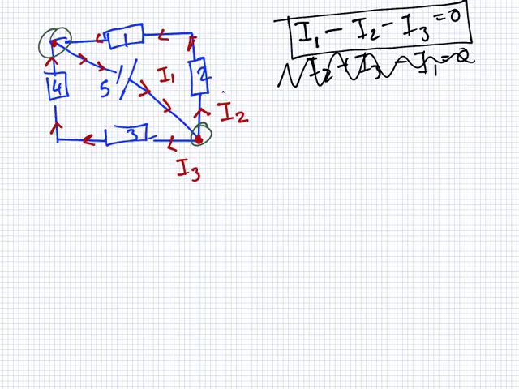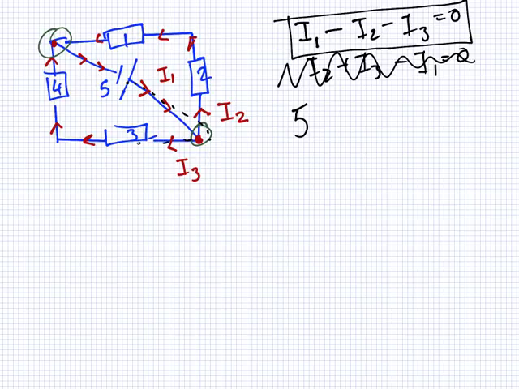We can make one loop here, or we can go one loop this way, or we can make an outside loop. My advice is always to include the cell in the loop, although you don't have to. So let's go with this loop first. We start off with the 5. So what's my voltage when I start at 5? 5. And then as I move along the loop, what happens here?